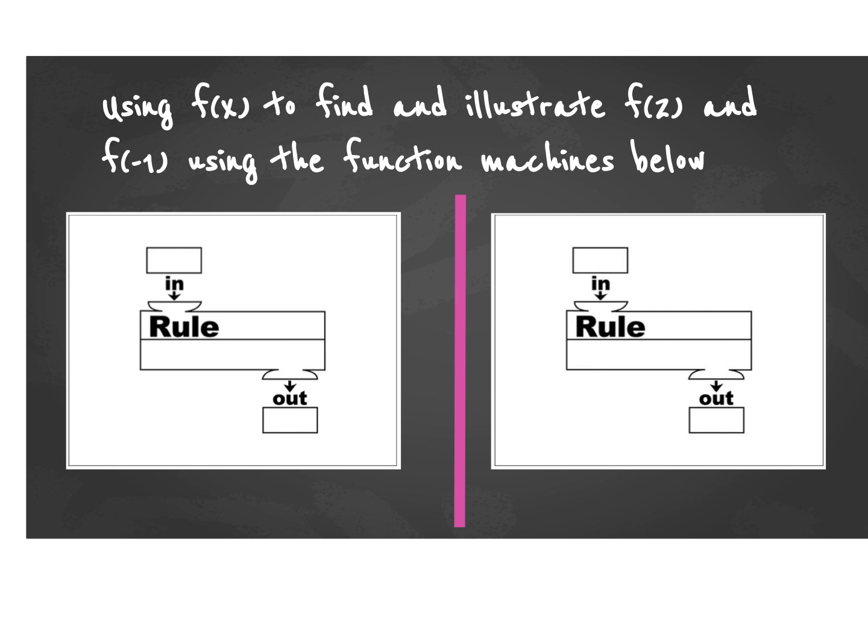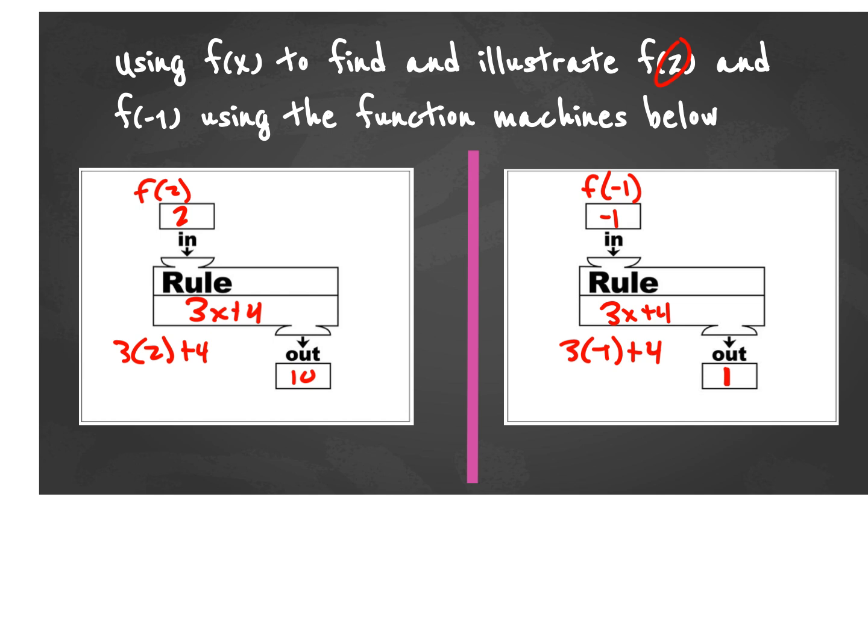So if I figure out f of 2 and f of negative 1, each time it is 3x plus 4. If I take f of 2, that's 3 times 2 plus 4, so my output is going to be 10. If I take f of negative 1, that's 3 times negative 1 plus 4, so that's going to be 1 for my output. Written a different way, f of 2 is 10, and f of negative 1 is 1.